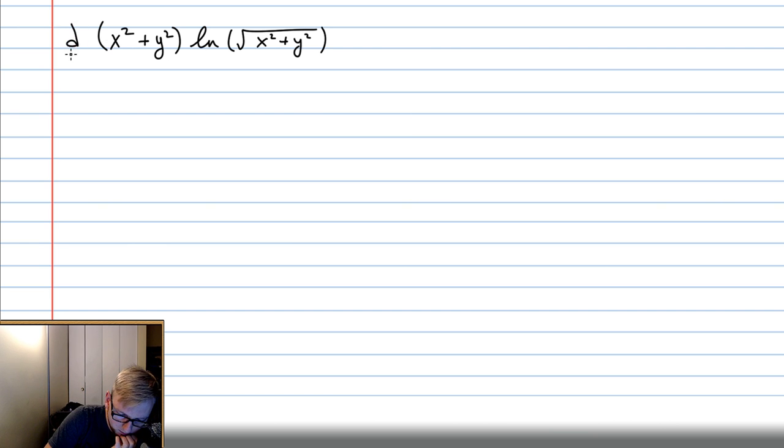We want to take the derivative of this with respect to x. Product rule is f g prime plus g f prime, which means we have to have, or is it f prime? I always mix up this order. I think that's the one for f prime g plus f g prime. There we go.